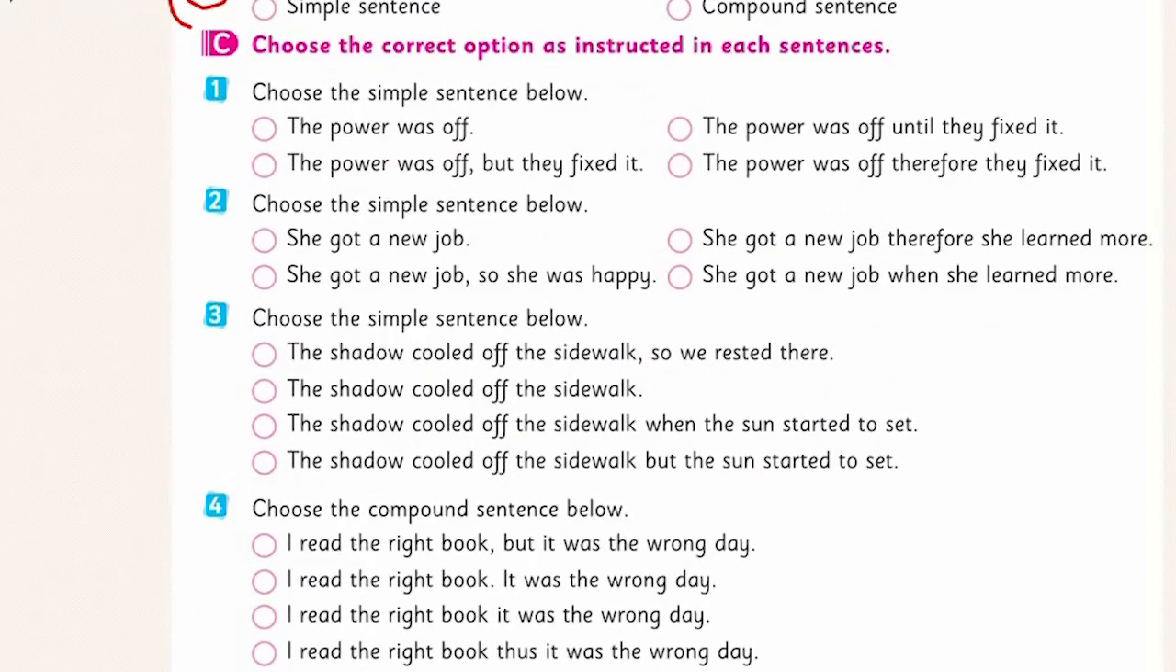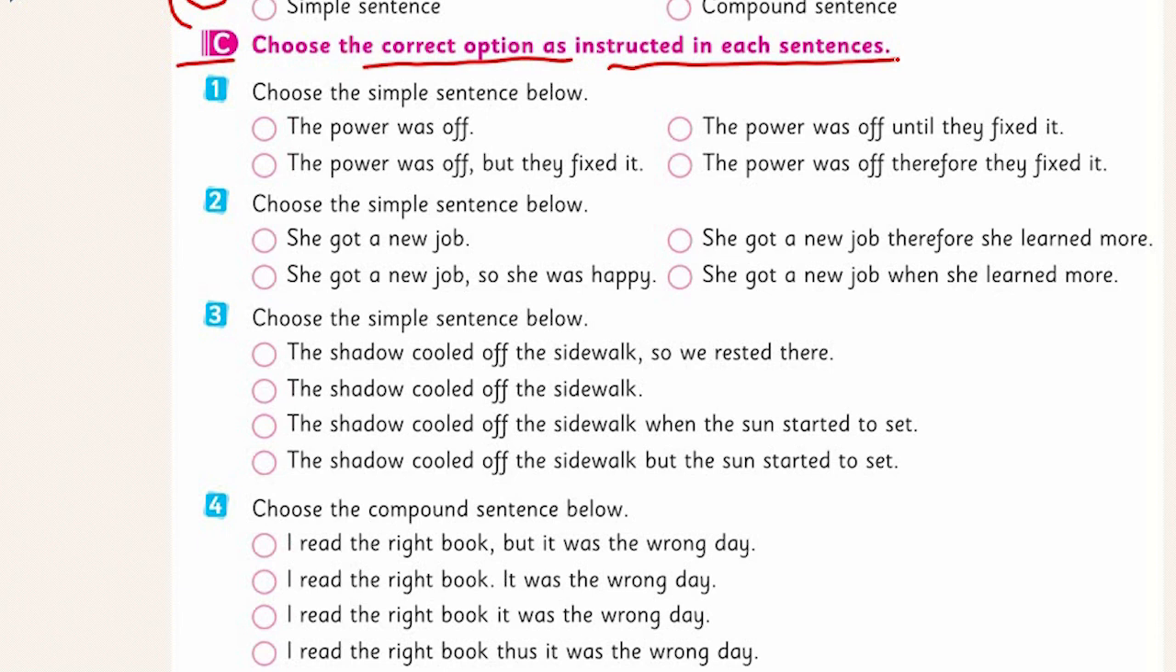Now look at section C here. Choose the correct option as instructed in each sentence. You have to choose the right option. For each sentence we have 4 options here. You have to choose the right one. Choose the simple sentence below. You have to choose the simple sentence here. What will be the simple sentence here?